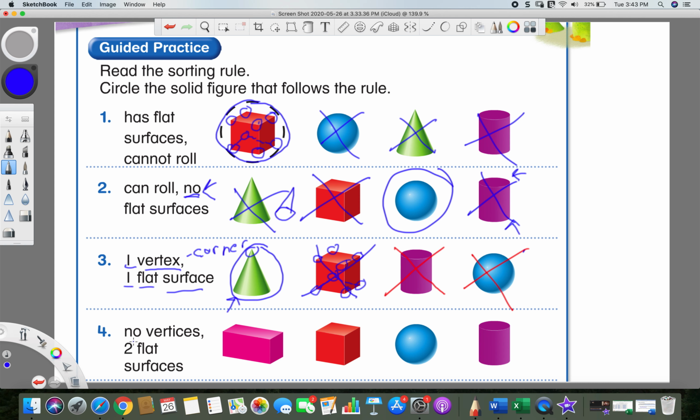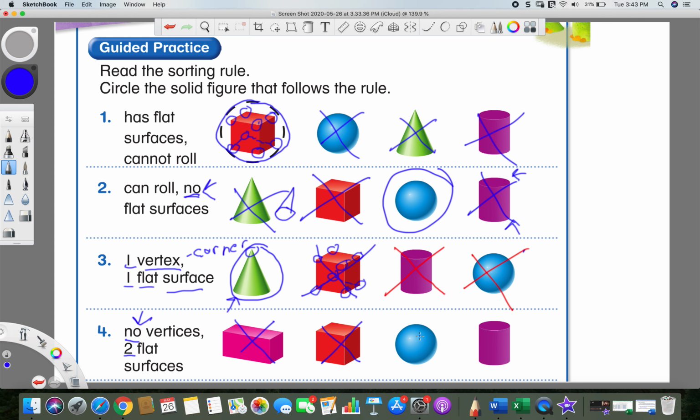Let's go number 4. It says there are no vertices. No vertices. That means no corners. Okay? And it has 2 flat surfaces. All right, let's start over here with this rectangular prism. So does it have vertices? Does it have corners? It does. So it can't be this rectangular prism because we want a big NO on those corners. We don't want any corners. What about this cube? Does it have corners? It does, so it can't be the cube either.